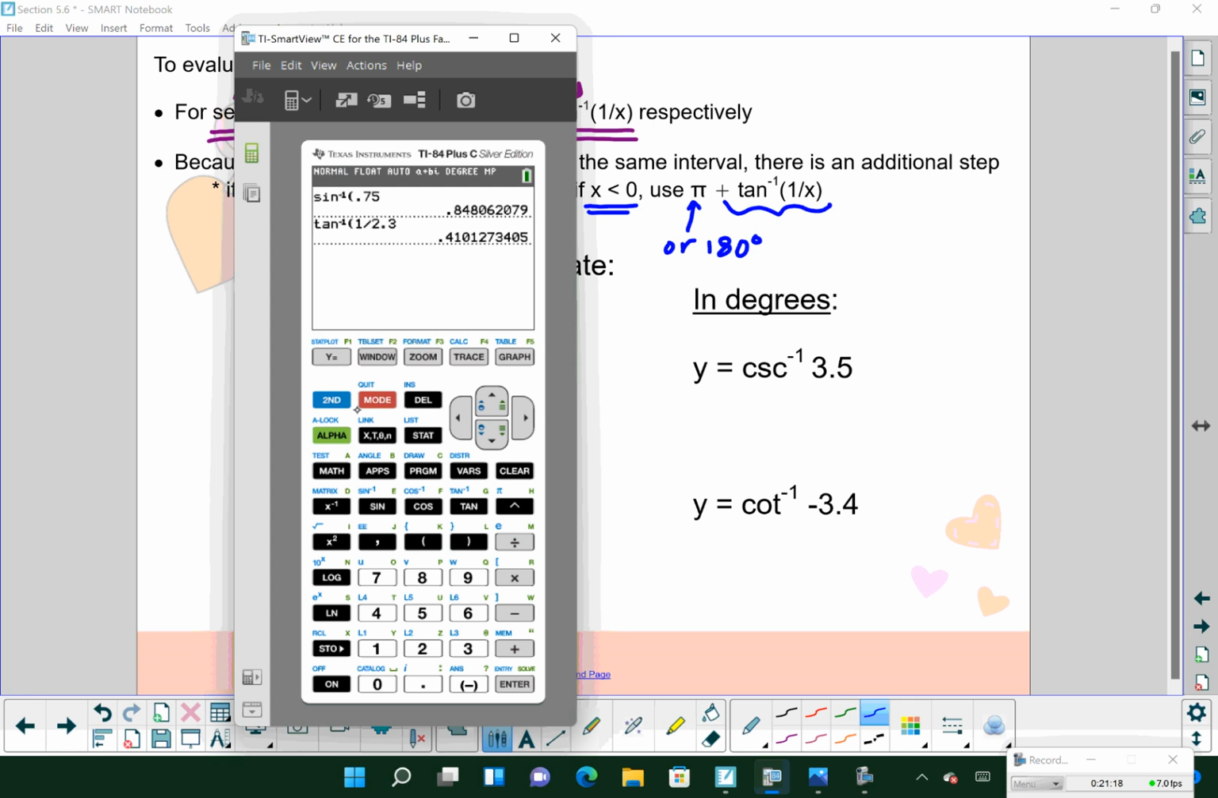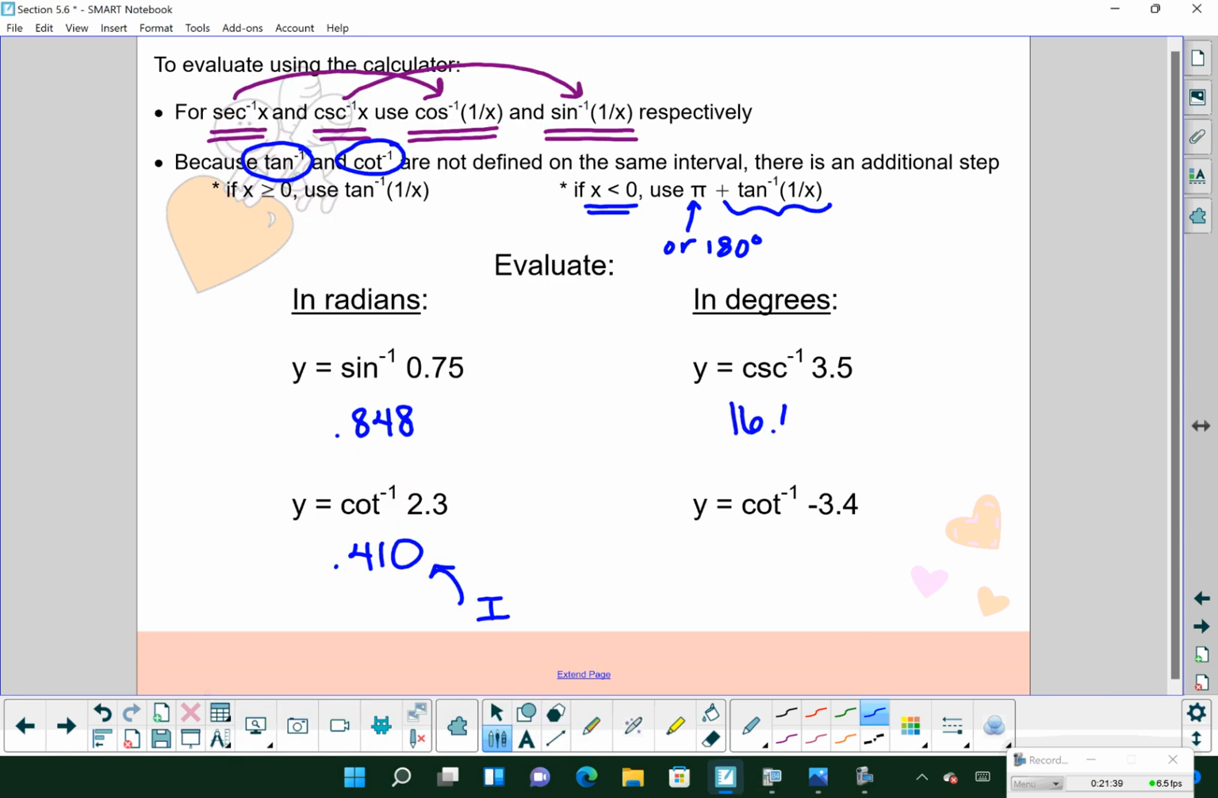Inverse cosecant is not a button in my calculator. We're going to use its reciprocal function sine. So I'm going to hit second sine. And when I use a reciprocal function, I'm going to use the reciprocal of the value I have. The reciprocal of 3.5 is 1 over 3.5. And I get 16.6. Remember, this is in degrees, so 1 decimal place would probably be fine for that. So I get an answer in quadrant 1.